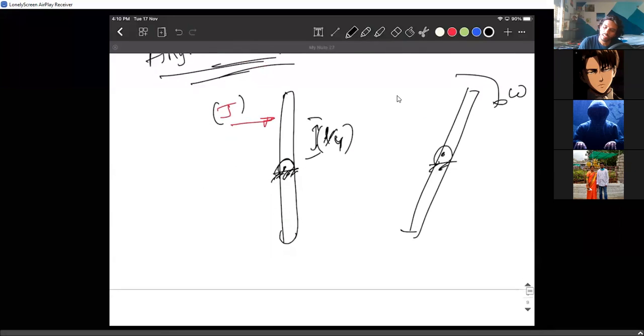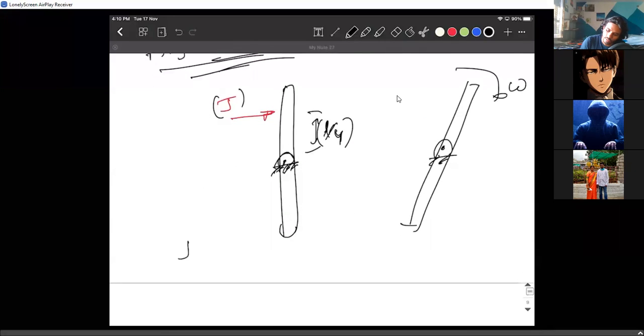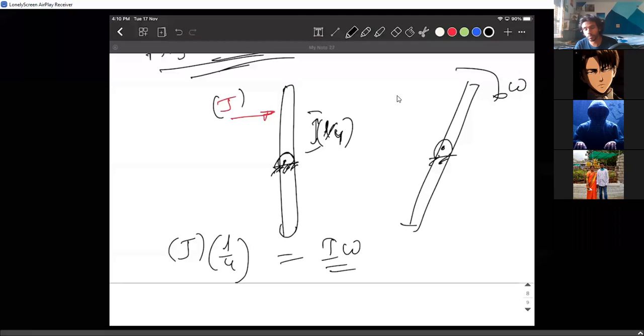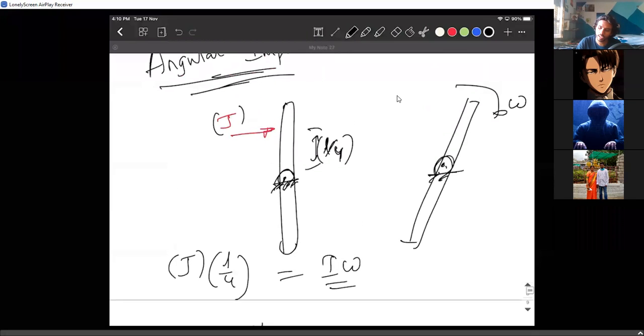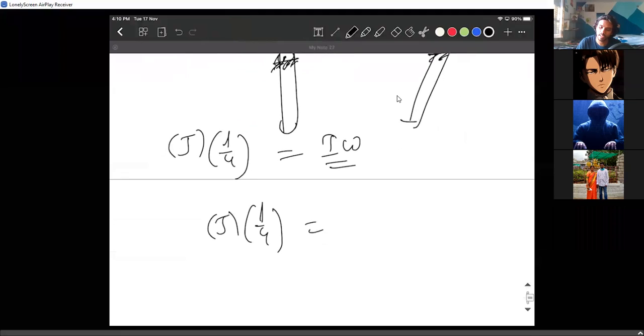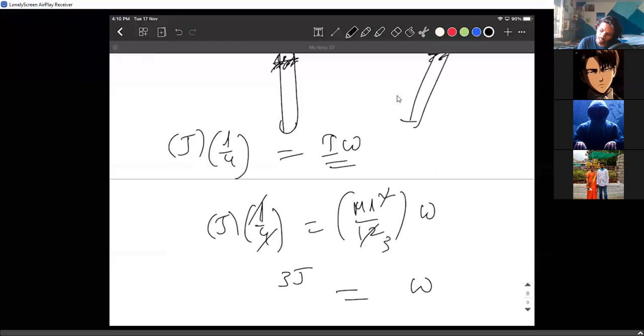Let's just check. The angular impulse that you give is J into L by 4, which equals I into omega. Now, about which point is the rod rotating? About its center itself. So I is ML square by 12 into omega. L cancels with 4, giving 3. Omega equals 3J by ML.